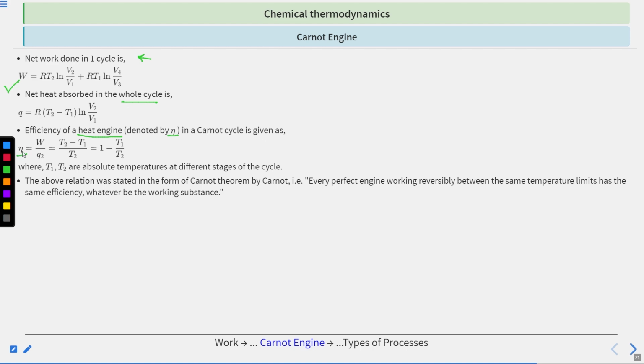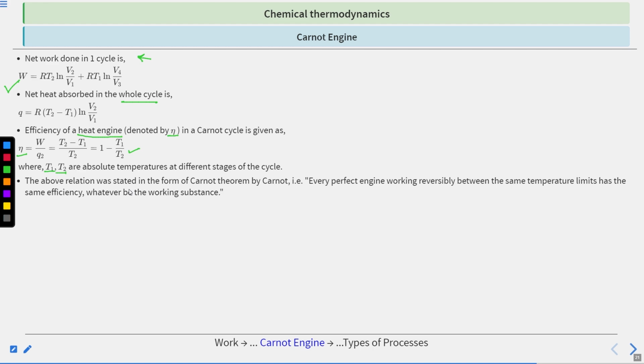called eta. So eta equals W upon Q2, work done upon heat exchanged, which can be written as (T2 − T1)/T2, and on dividing, the final formula is 1 − T1/T2, where T1, T2 are absolute temperatures at different stages of the cycle.